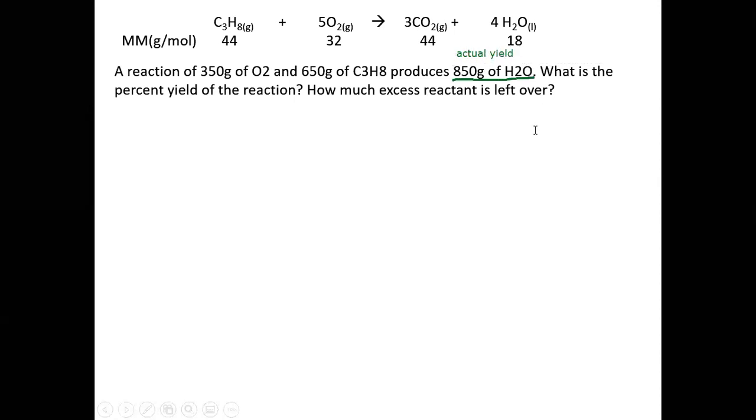So since it's the actual yield, we're not going to worry about that right now until we find the theoretical yield. So you're not going to use the actual yield until we're ready to calculate the percent yield. So now what we're going to do is determine which reactant produces the fewer moles of product. So we're going to look at O2 and propane. Set up our train tracks.